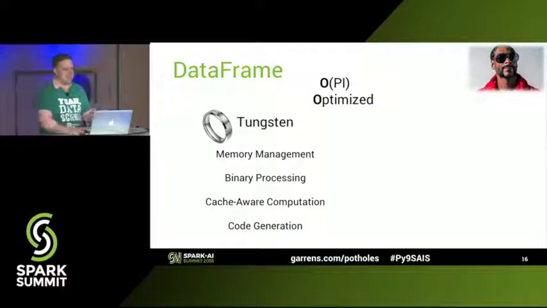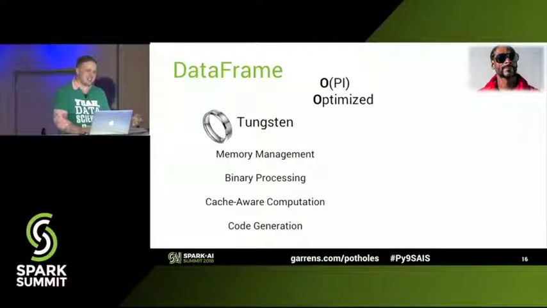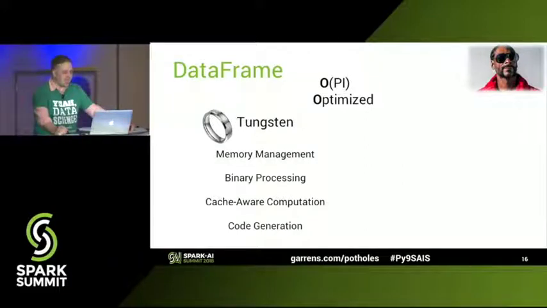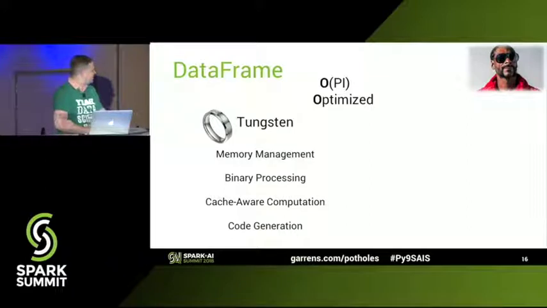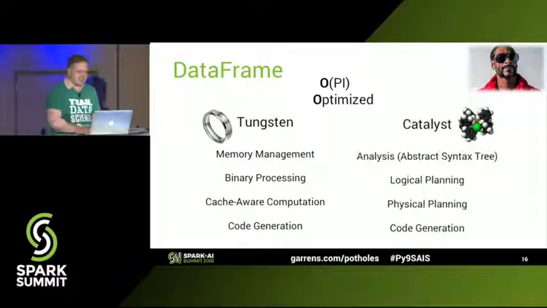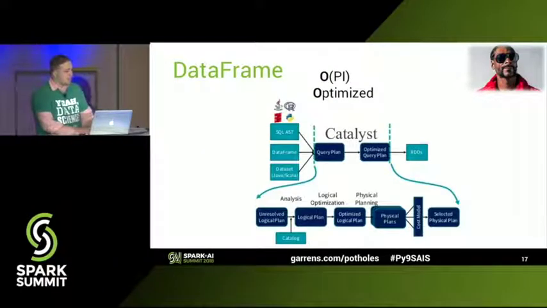So optimized, what do I mean when I say optimized? Project Tungsten was taken on to really improve memory management, binary processing, cache-aware computation, and code generation. Catalyst is even more frequently talked about because it serves as a core layer of optimization, and it's what makes DataFrames really optimal as opposed to RDDs directly. You get the analysis through the abstract syntax tree, logical planning, physical planning, and code generation. And you'll see that both Tungsten and Catalyst integrate code generation because code generation makes it significantly more efficient.